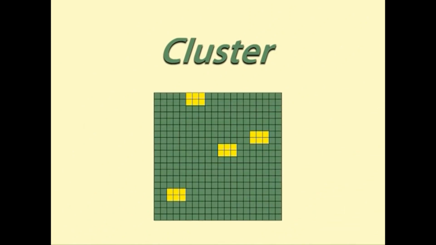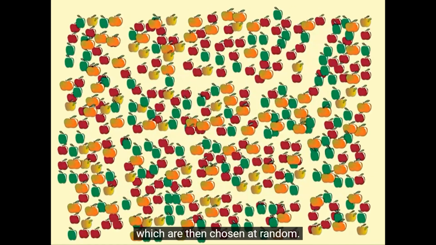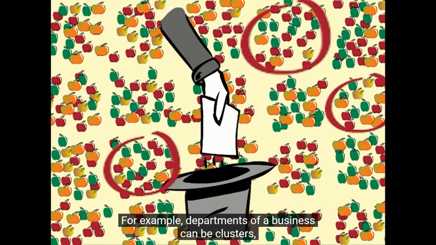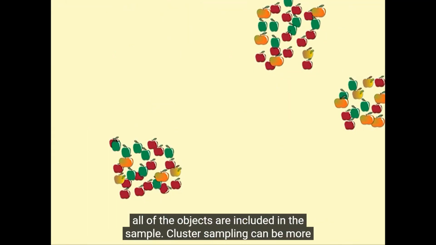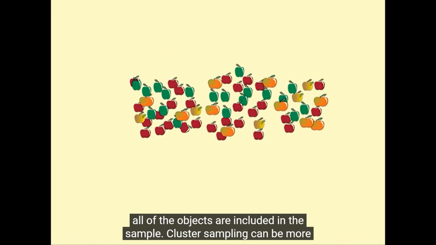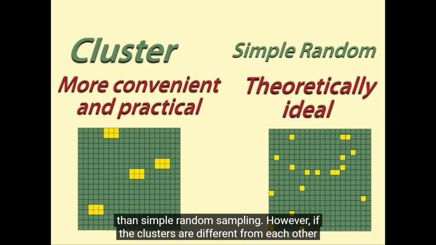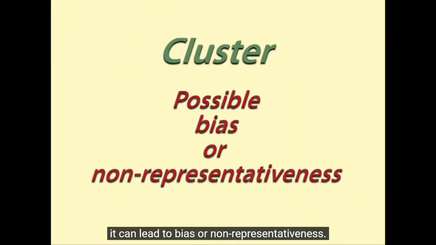Cluster sampling. In cluster sampling, the population is divided into clusters which are then chosen at random. For example, departments of a business can be clusters, or suburbs within a city. Within each cluster, all of the objects are included in the sample. Cluster sampling can be more convenient and practical than simple random sampling. However, if the clusters are different from each other with regard to the elements we are measuring, it can lead to bias or non-representativeness.